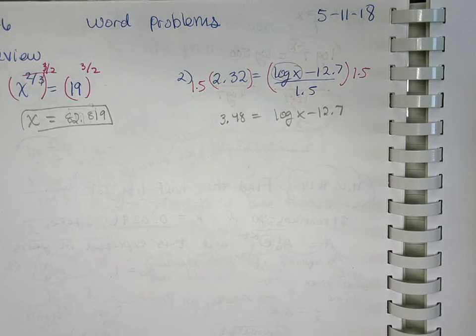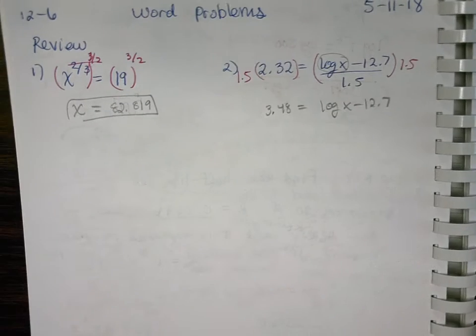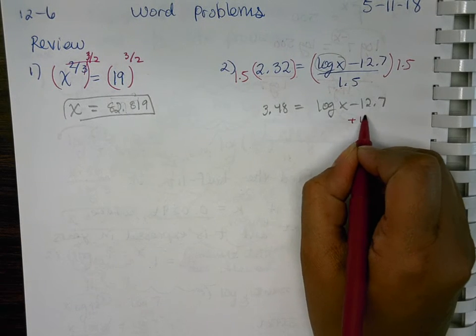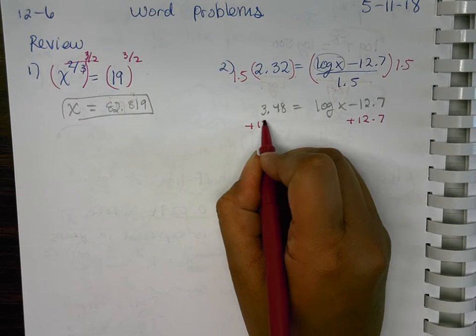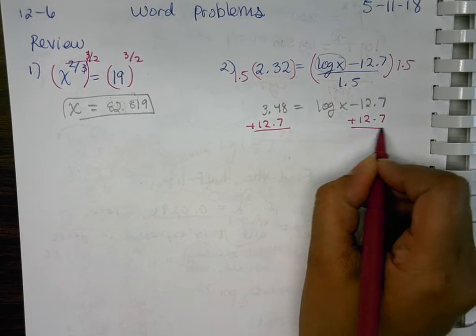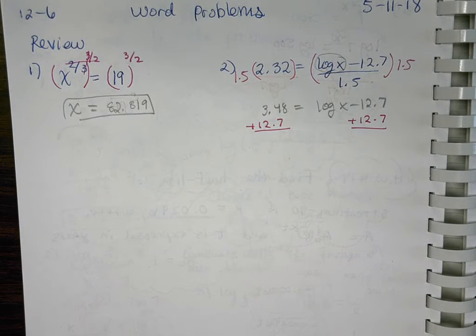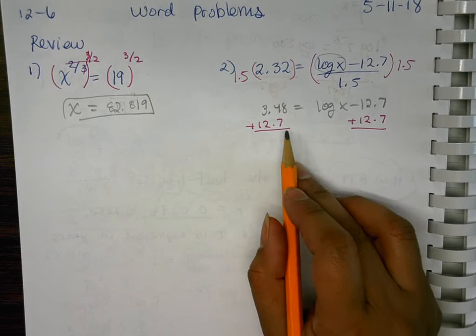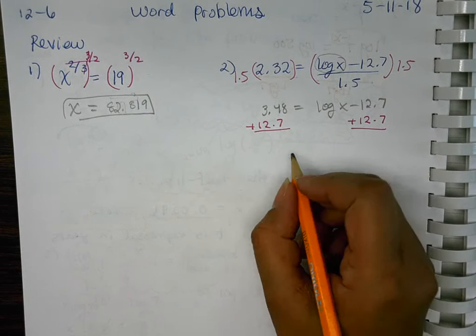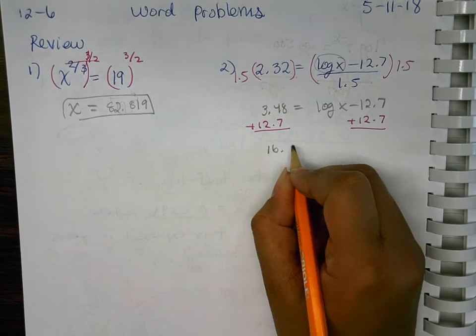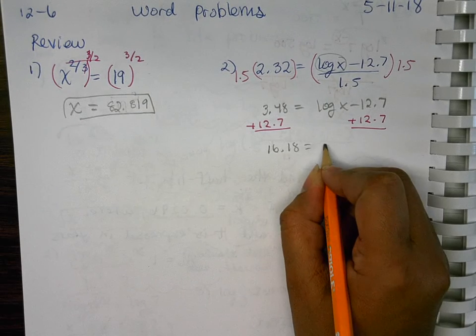What would the next step be? Add your 12.7. Go ahead and do that now. But you're not going to use your log button. I'll show you what we're going to do. What did you get when you added these two together? 16.18 equals log of x.